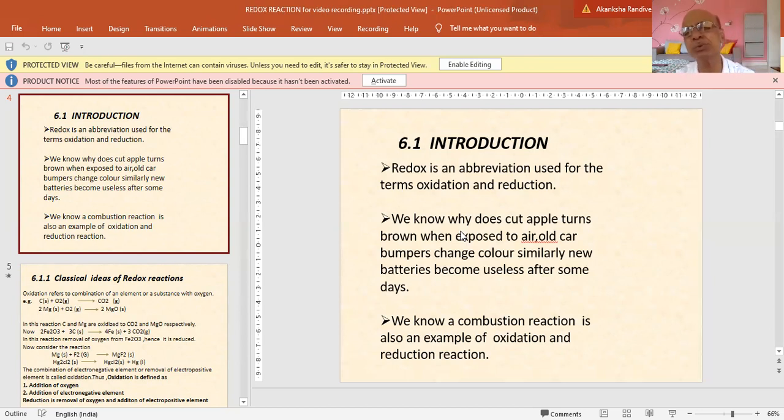So these are some examples we have explained. That is, the cut apple, when it is exposed to air, turns brown. Or old car bumpers change their colors. Similarly, new batteries become useless after some days. These are some examples of oxidation and reduction reactions. These facts take place due to the oxidation and reduction reactions.